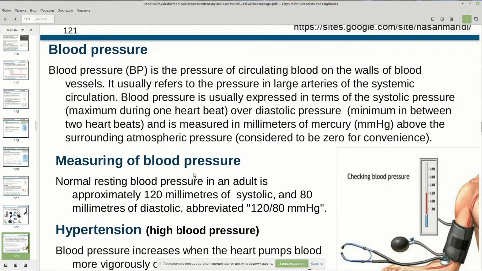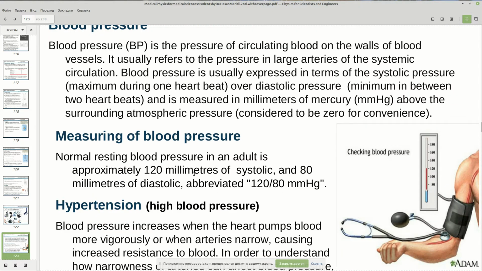So, blood pressure. Blood pressure is the pressure on the walls of the blood vessels. It usually refers to the pressure in the large arteries of the systemic circulation. Blood pressure is expressed in terms of the systolic pressure, the maximum during the heartbeat, over the diastolic pressure, the minimum in between two heartbeats, and it's measured in millimeters of mercury, from the Latin hydrargyrum.